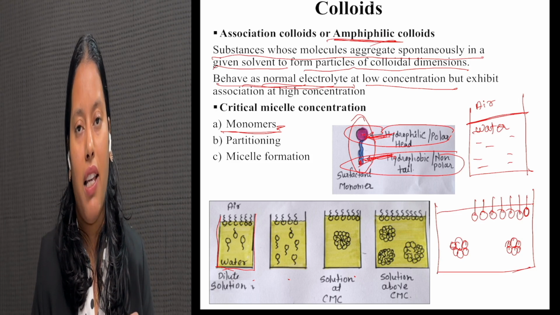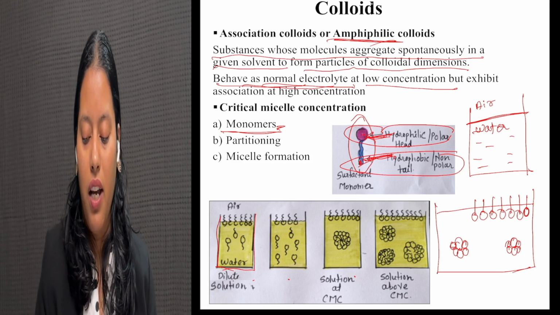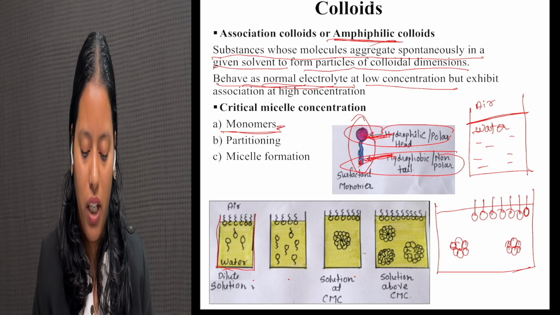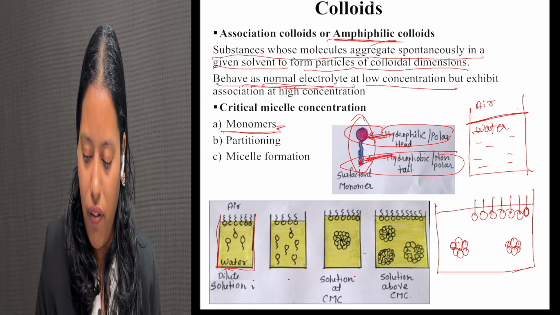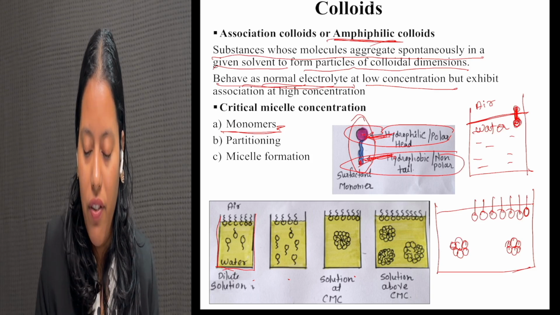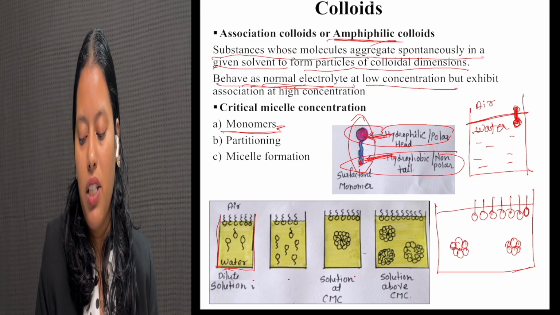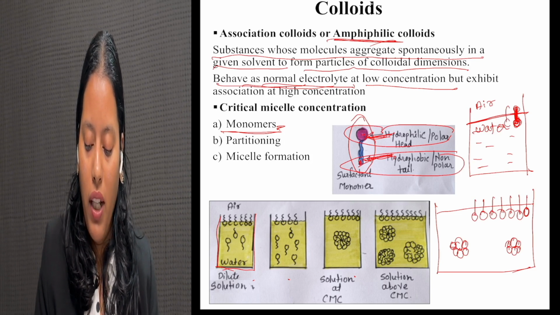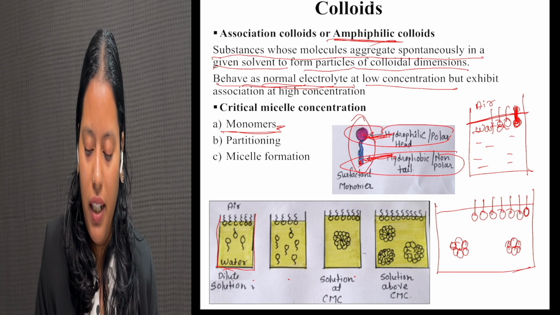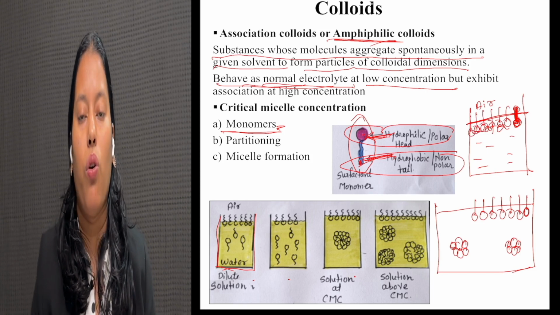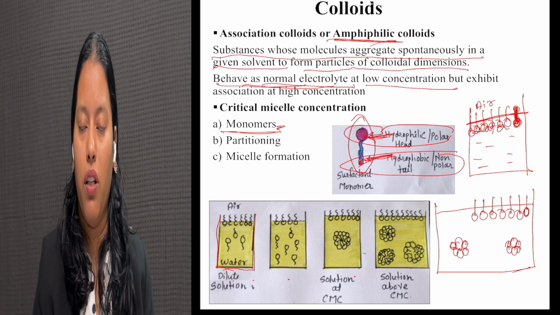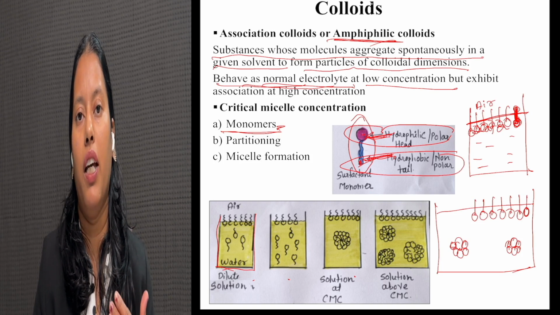When you add surfactant monomer, they do not directly go inside the water. First they occupy the boundary, the interface, with the polar head facing toward the water and the non-polar tail facing the air. When you go on adding surfactant, it will keep on occupying the interface, with the polar heads facing toward the water and the non-polar tails facing toward the air.